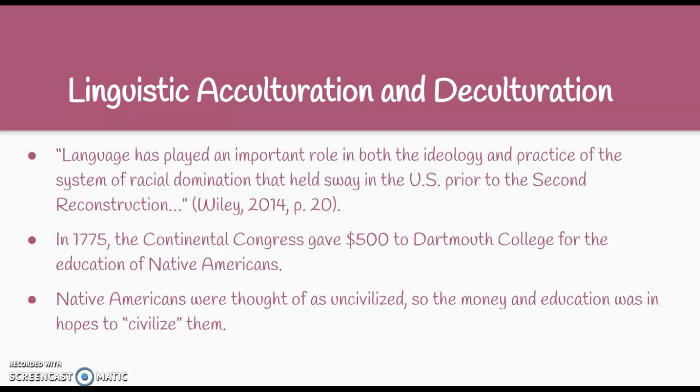So according to Wiley, language has played an important role in both the ideology and practice of the system of racial domination that held sway in the United States prior to the Second Reconstruction. In 1775, the Continental Congress gave $500 to Dartmouth College for the education of Native Americans. Again, Native Americans were thought of as uncivilized, so the government wanted to contribute money to their education in hopes to civilize them.